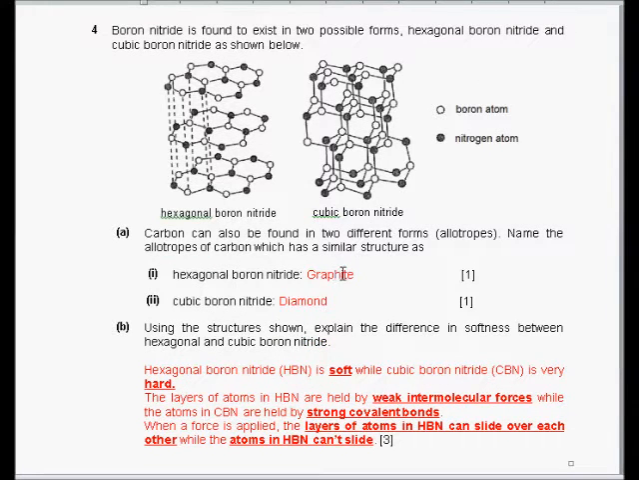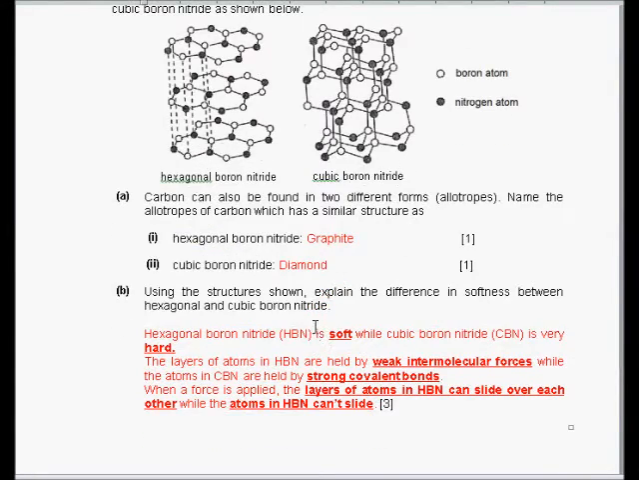For question 4, this is chemical bonding. Okay, this is quite straightforward, graphite and diamond. So it's trying to draw your knowledge about the structure and bonding in both graphite and diamond. Okay, using the structures above, explain the difference in softness. Now, a lot of you, to explain the difference in softness, actually explained it in terms of boiling point and melting point.